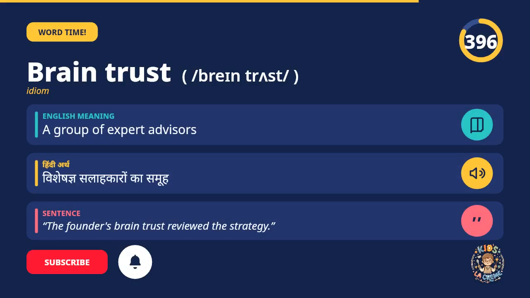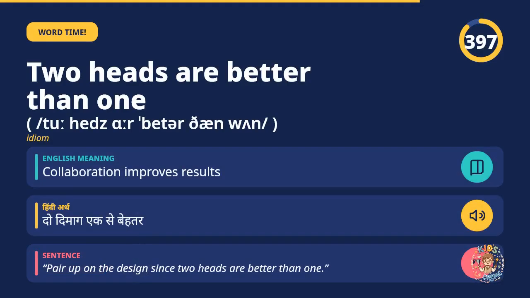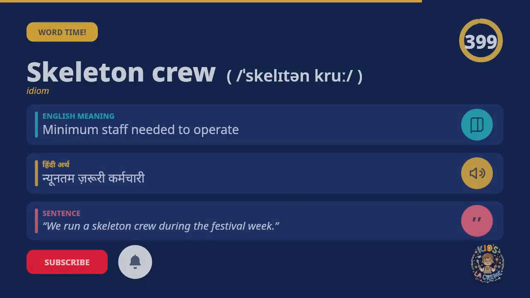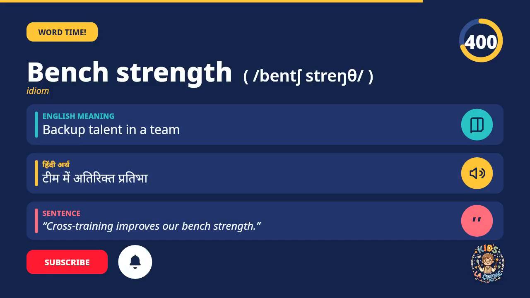Brain trust. A group of expert advisors. The founder's brain trust reviewed the strategy. Two heads are better than one. Collaboration improves results. Pair up on the design since two heads are better than one. Too many cooks. Too many people ruin the work. Five approvers on one doc is too many cooks. Skeleton crew. Minimum staff needed to operate. We run a skeleton crew during the festival week. Bench strength. Backup talent in a team. Cross-training improves our bench strength.